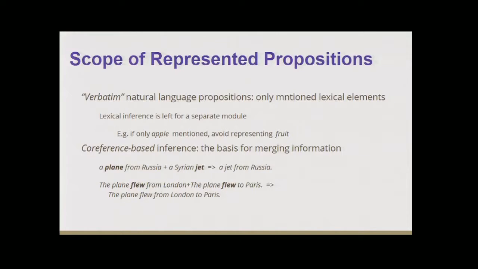Now, which propositions do we want to represent? We will stick to what I call here verbatim propositions. So I'll only use, there is a typo here, I'll only use lexical elements that were mentioned in the original texts. Okay? So for instance, if there is a sentence about John eating an apple, one could say this text basically also expresses the proposition that John was eating a fruit, right? Because you can infer from a set of texts more natural language propositions using additional lexical elements.